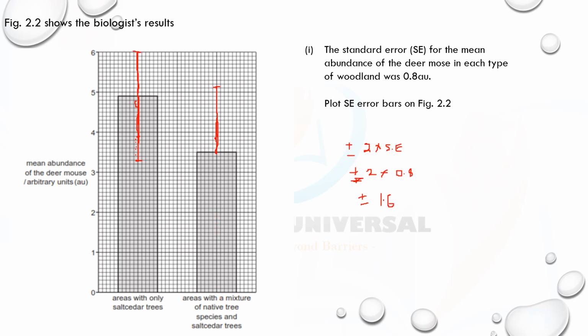Okay, so make sure you are correct. Okay, somewhere here. So you just draw it. So 1.6 up, 1.6 down. That is why we have plus or minus.